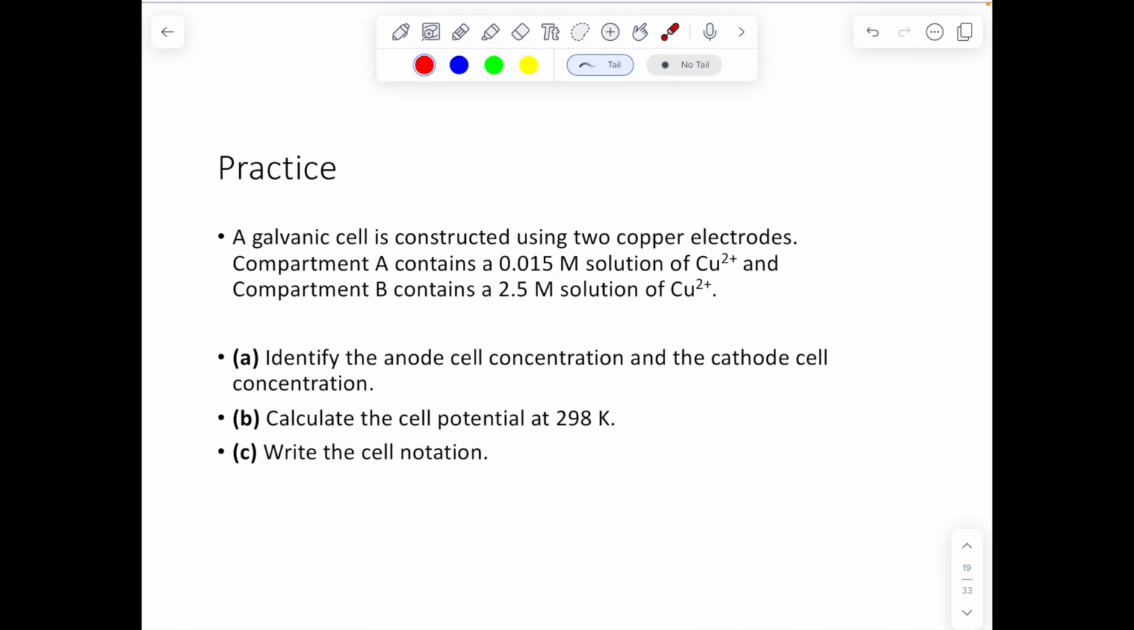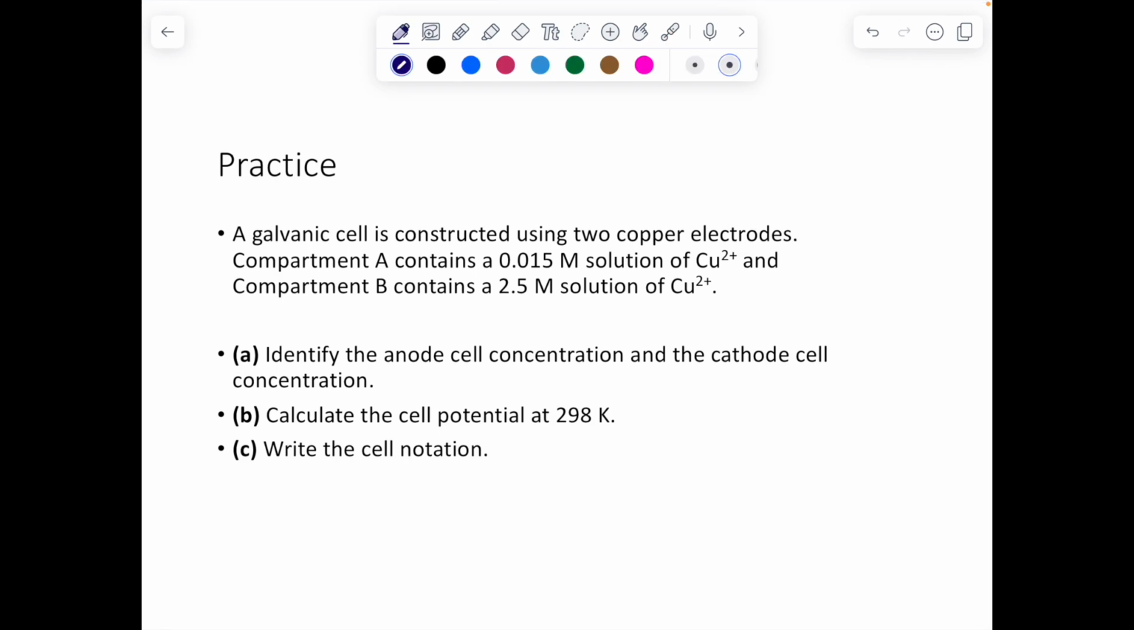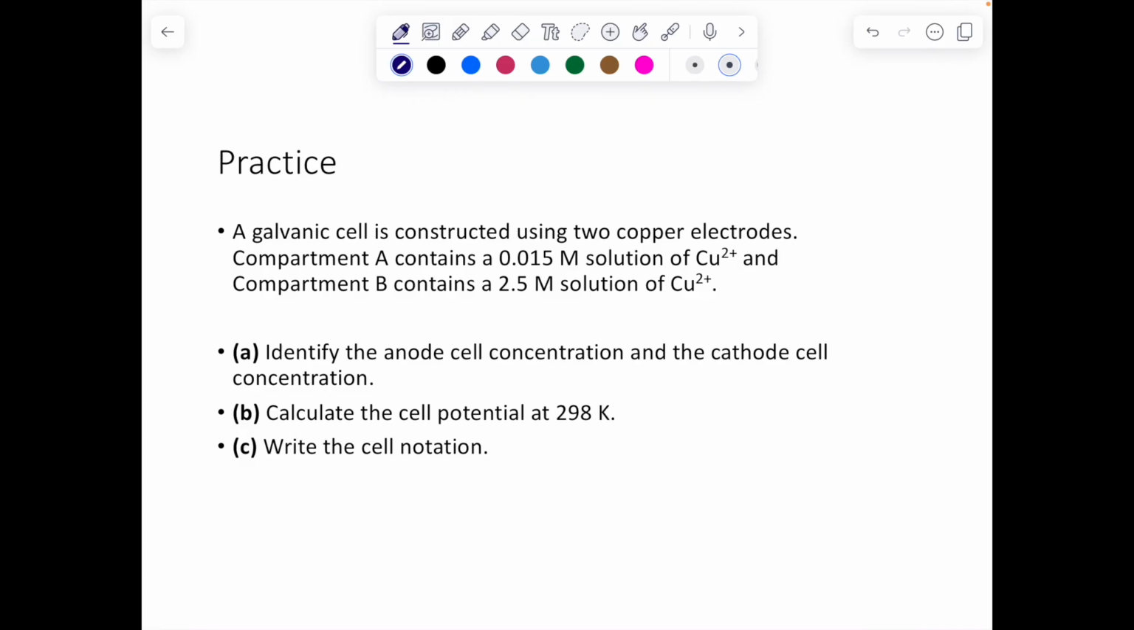All right, so a galvanic cell is constructed using 2 copper electrodes. Compartment A contains a 0.015 molar solution of copper 2+, and compartment B contains 2.5 molar solution of copper 2+. Our first question is to identify the anode and the cathode concentrations. So for Q to be small, we want it to be the more dilute concentration on top over the higher number.